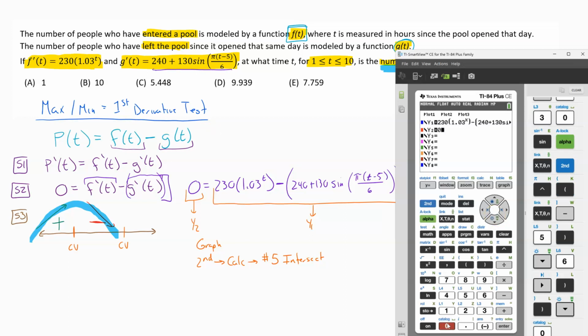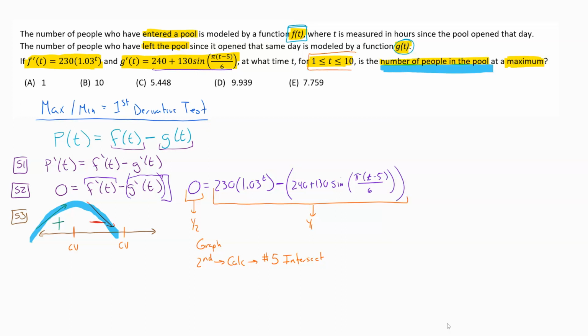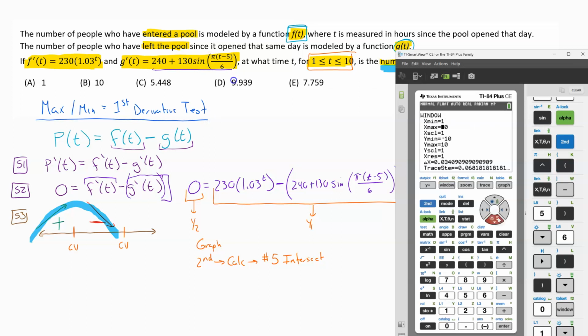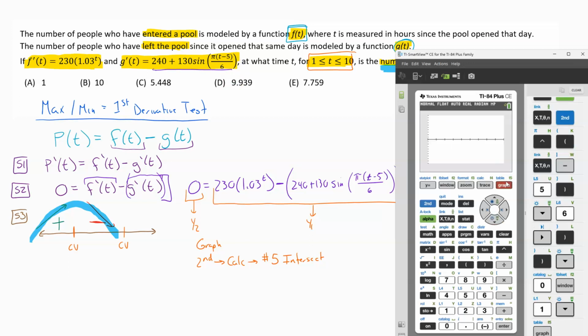Before we graph this, remember that these equations only count for a window from 1 to 10. So before I graph, I would hit my window button and set my x min to 1 and my x max to 10 because that is all I care about. I want to know the max in that little window of time. I hit graph. There's my first curve, and then my second curve comes in. And what I can see is I've got 2 intersects happening here, one in the middle and one on the outside. And where those graphs intersect each other, those are my critical values.